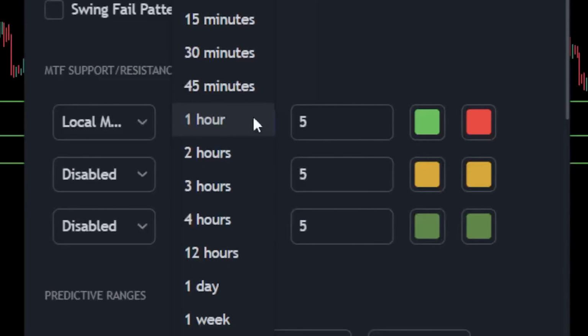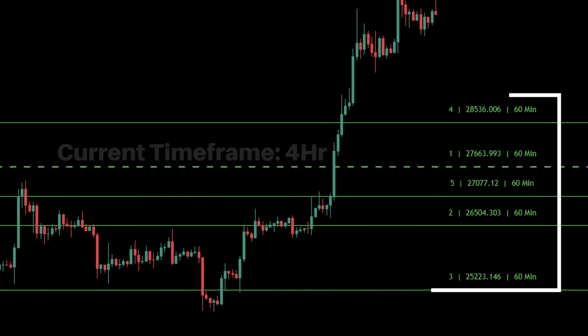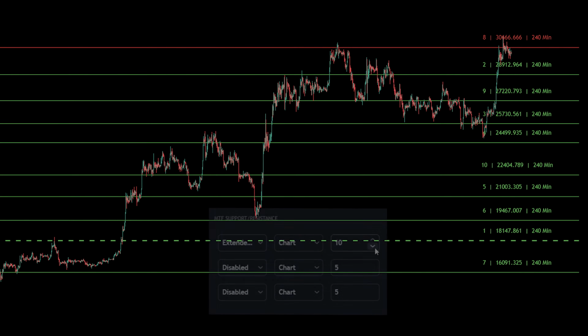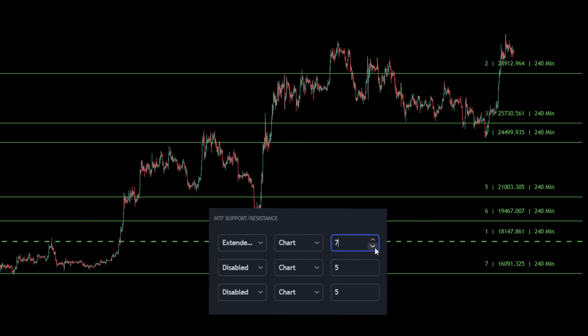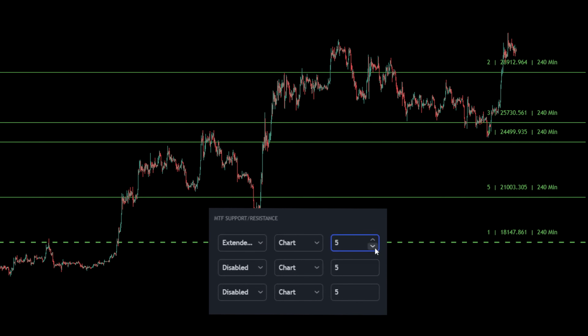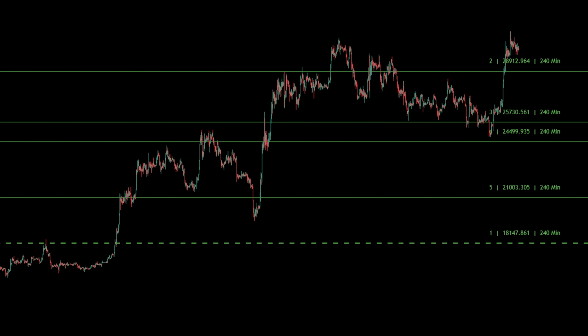You'll be able to choose the time frame of the given resistance in the second dropdown. And in the third dropdown, you'll be able to filter how many supports and resistances you would like to show on your screen. If you want to clean up your charts, you can drop down to a lower number and show the top 5 strongest supports and resistances, for example. The filter will remove the weakest supports and resistances depending on the number you choose.